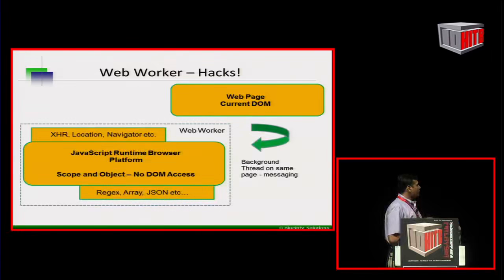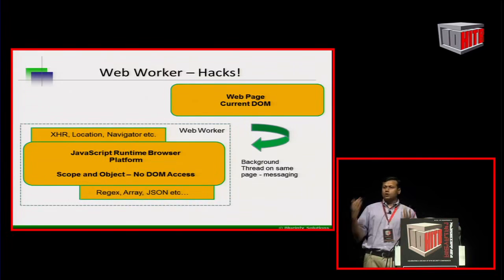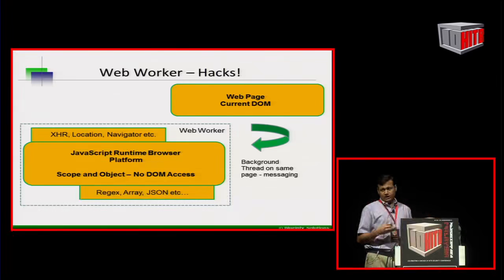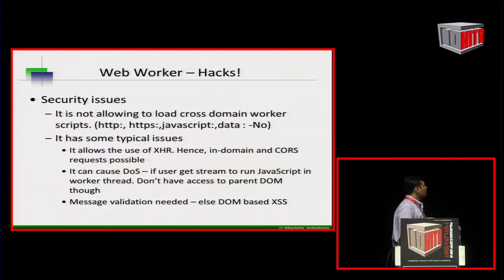So now what you have is a web worker. The only thing which a web worker does not have is the parent DOM. So through the web worker, you can't access the document object model. But pretty much you have all the other features over here like regex, array, JSON, XHR, and so on. So everything you can run over here. This thread will run in the background. Now the security issue which we have is that it will not allow a cross-domain thread.